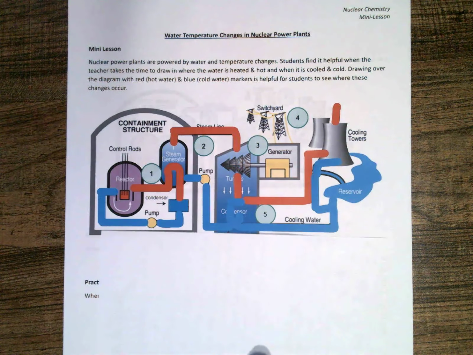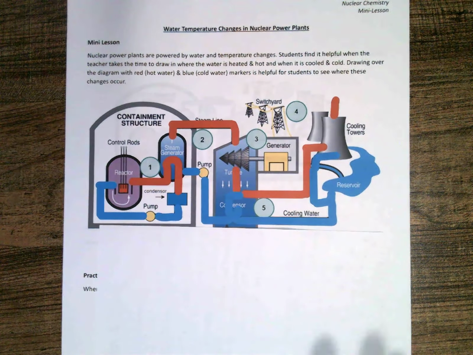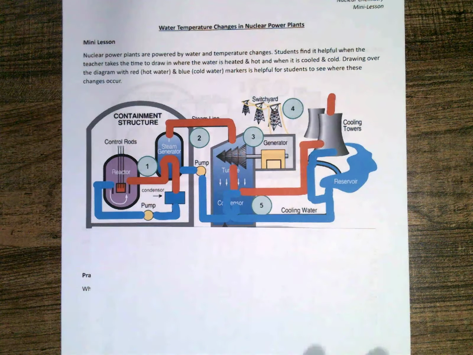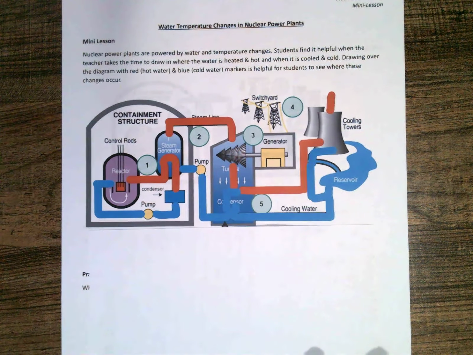Students find it helpful when I take time to draw where the water is heated and hot and when it is cooled and cold, and help them see the three different pipelines of the water, again highlighting how the water that's steam coming out of our cooling towers is twice removed from those control rods and our radioactive materials. So I draw over the diagram with red for hot water and blue for cold water, and I have my students use marker to see where these changes occur.